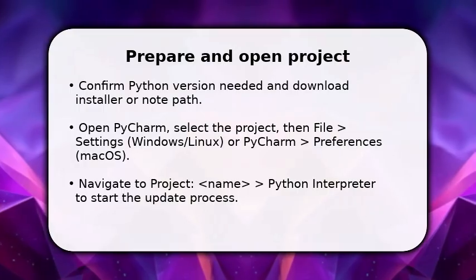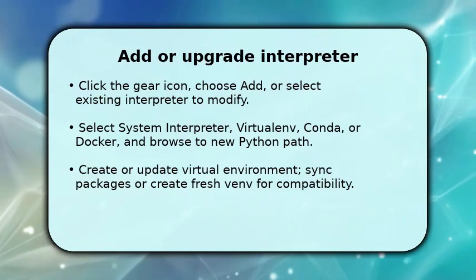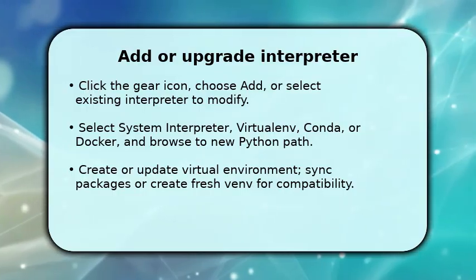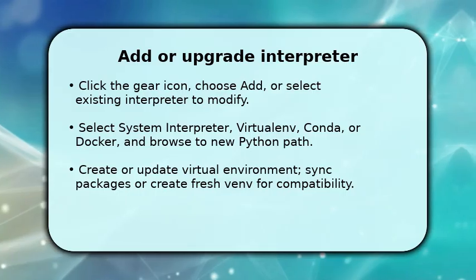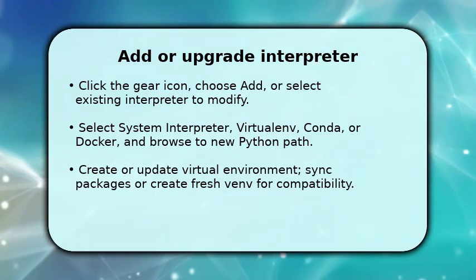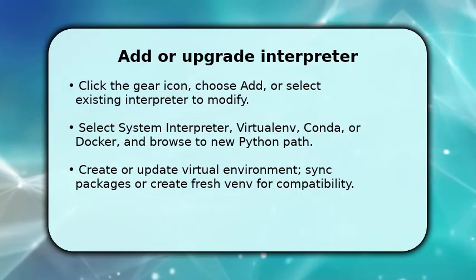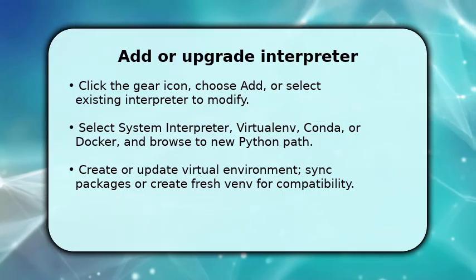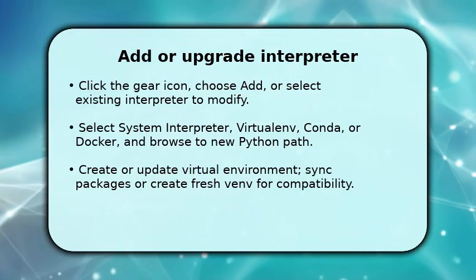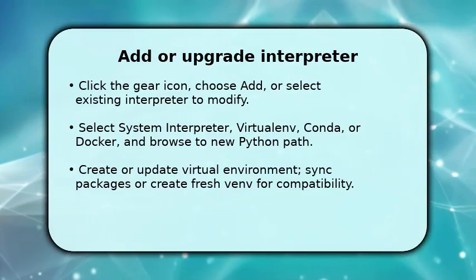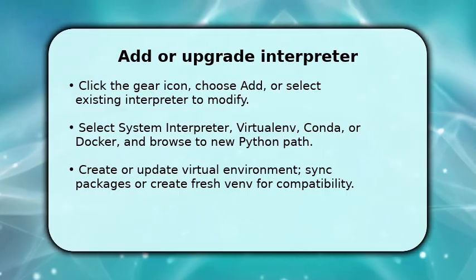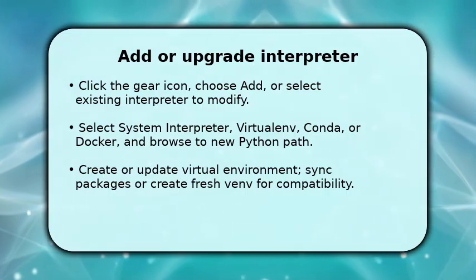Now you add or change the interpreter. Click the gear next to the interpreter list and pick Add, or select an existing entry and edit. If you installed a new system Python, choose System Interpreter and browse to the new python.exe or Python binary. For isolated projects, create a new virtualenv or conda environment using that interpreter. This avoids breaking dependencies. Once selected, PyCharm will index and resolve packages. Make sure to let it install missing helpers, so run configuration.